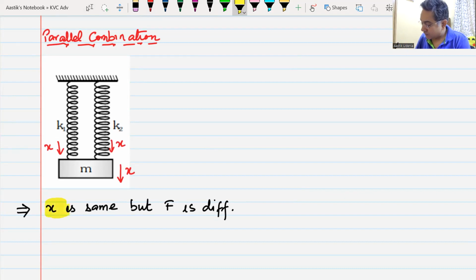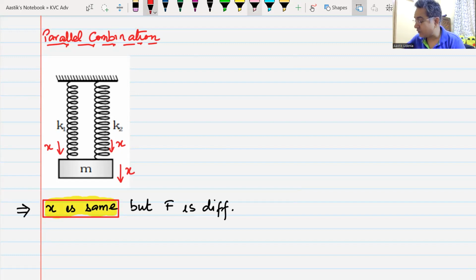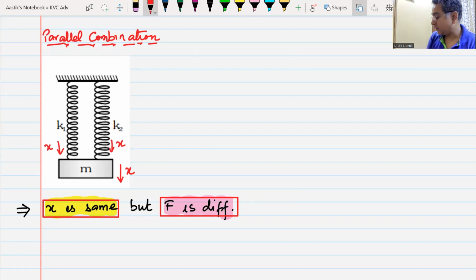The extension or the compression of the springs is the same, but the forces acting on the springs are different. Do we understand this, or has this gone above our head saying bye bye? So it is exactly the reverse of this.